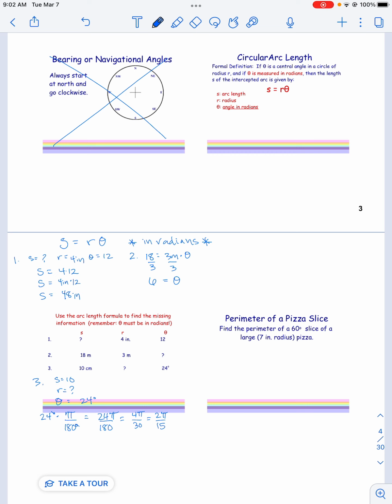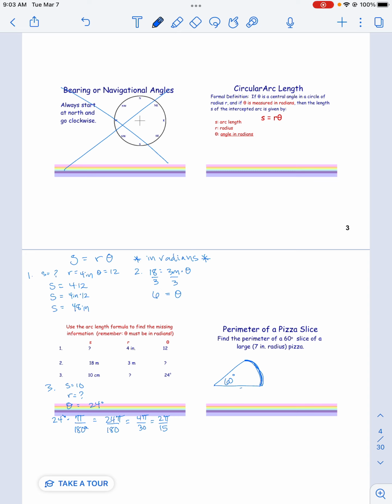Okay, so now I'm going to talk about a sort of practical, or put an application piece to this. I've got a piece of pizza. The perimeter of a 60-degree slice of a large 7-inch radius pizza. So radius is 7. I want to find the arc length, S. I've got to convert 60 degrees to radians. So I'm going to multiply that by pi over 180, cancel the degrees, and get pi over 3 radians.